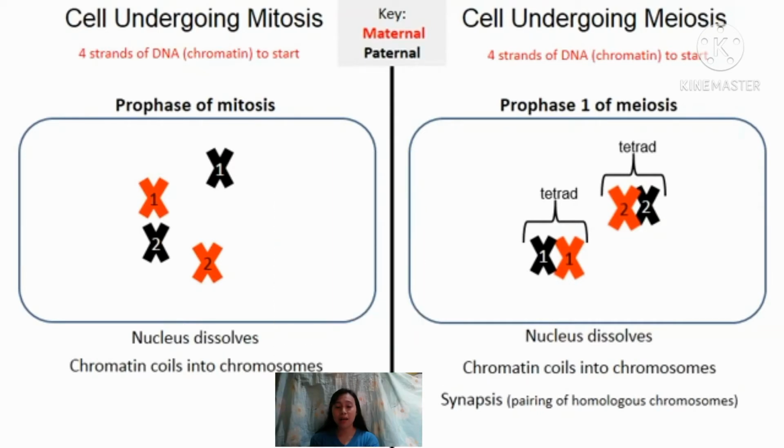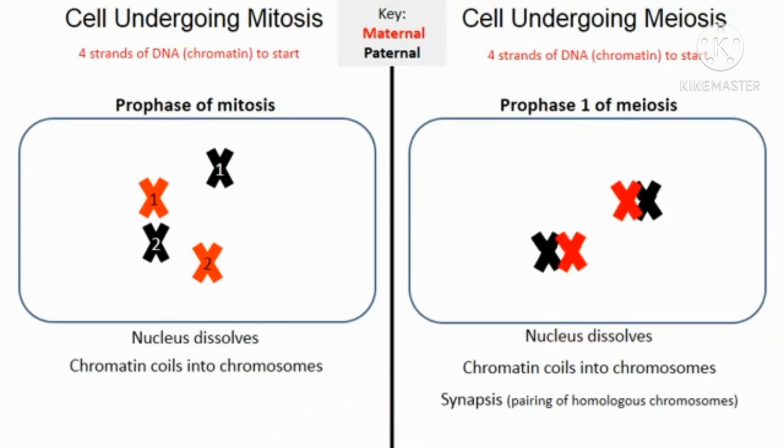So why does synapsis happen? Synapsis sets up what is called crossing over, recombining the homologous chromosomes. And what happens to the chromosomes? A portion of chromosome 2 in red actually breaks off and reattaches with a portion of chromosome 2 in black. This recombines portions of the homologous chromosomes with one another.